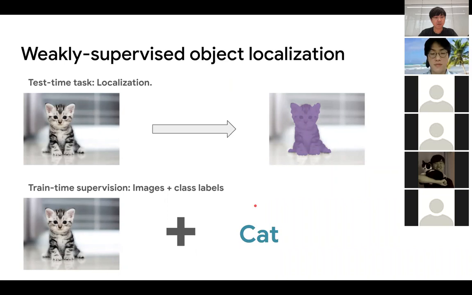In this paper, we focus on weakly supervised object localization using image level class labels. That means we train the model only with image level labels, but we localize objects during testing.